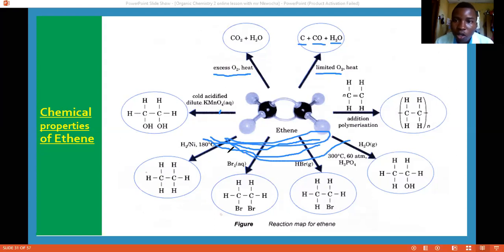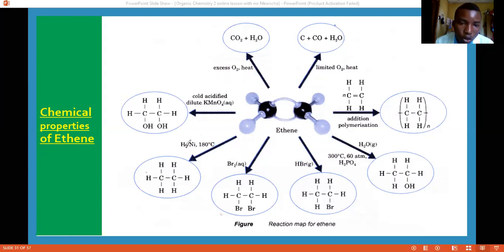Now the secret thing here is: what are you adding? This is addition of hydrogen. See the reagents here. Addition of hydrogen in the presence of a nickel catalyst. This reaction is heated at 180 degrees. So nickel there is a catalyst.